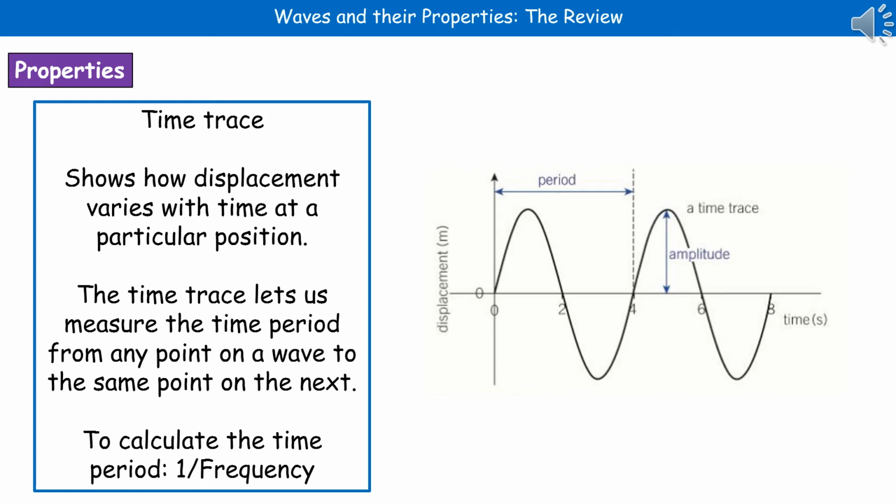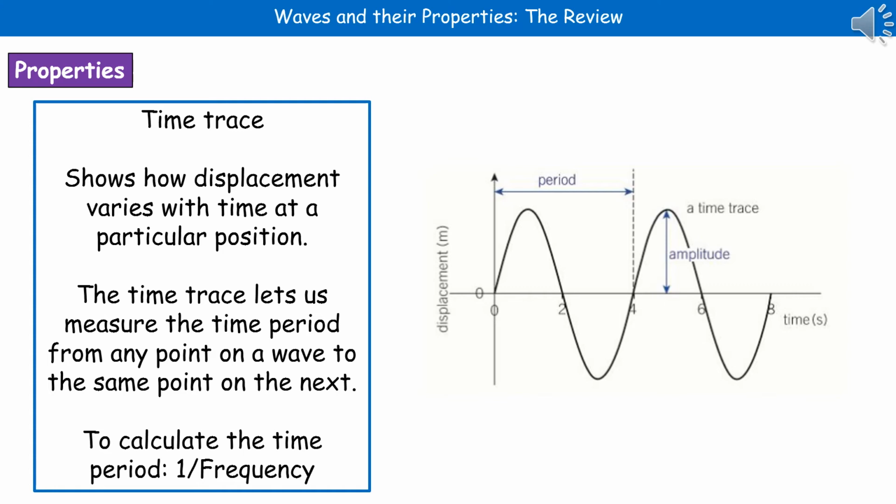So as I just said, we can measure the amplitude on a time trace, which is taking us from that central line up to the top of the peak there, as you can see. And what we actually get on our time trace is a graph that's going to show us how displacement varies with time at a particular position.